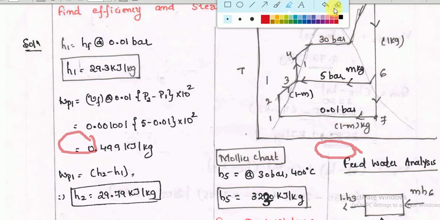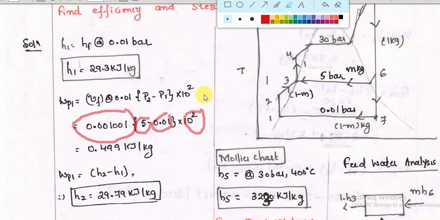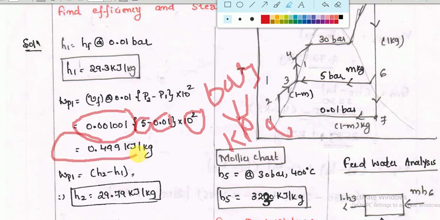So what we are doing here is noting down the value of the volume of the fluid. What is the pressure difference from point 1 to point 2? That is 5 bar minus 0.01 bar, multiplied by 100 to convert bar into kilopascal. Next we calculate, and we get the pump work here. This is the work of pump number 1.